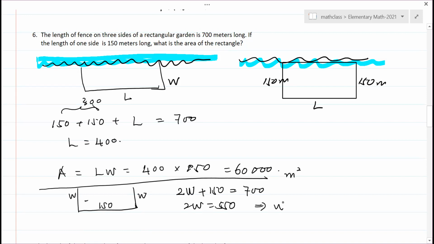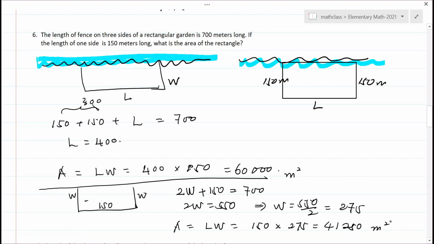Then from here, W, you divide by 2, so 550 divided by 2 is 275. So now area is going to be L length times W. So 150 times 275. You get totally different answers, yes. 275 times 150 is 41,250 square meters, right? Do you think it's possible from my reading, just only one side?